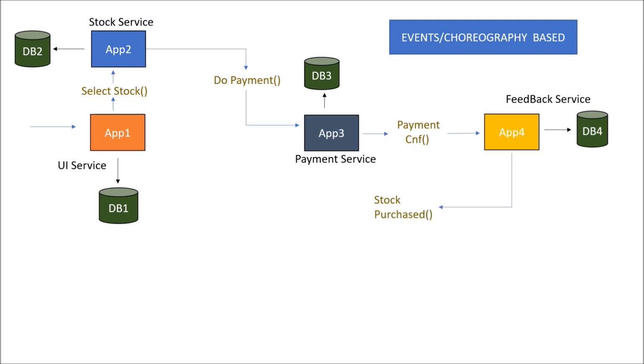purchased or failure. In case of success, it is stock purchased. In case of failure, it will be stock not purchased or something like that. And finally, the UI service will listen to the feedback service. Now here simply there is a one-to-one relation between event and the microservice.